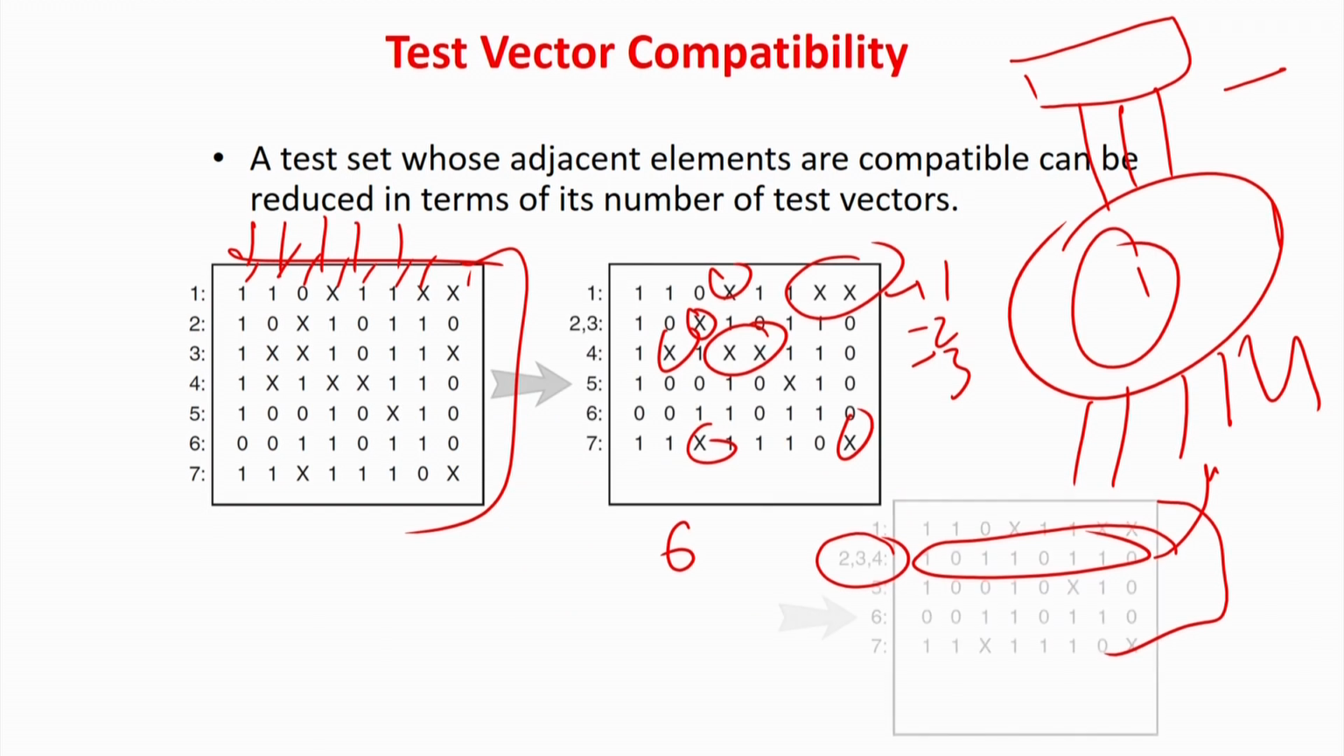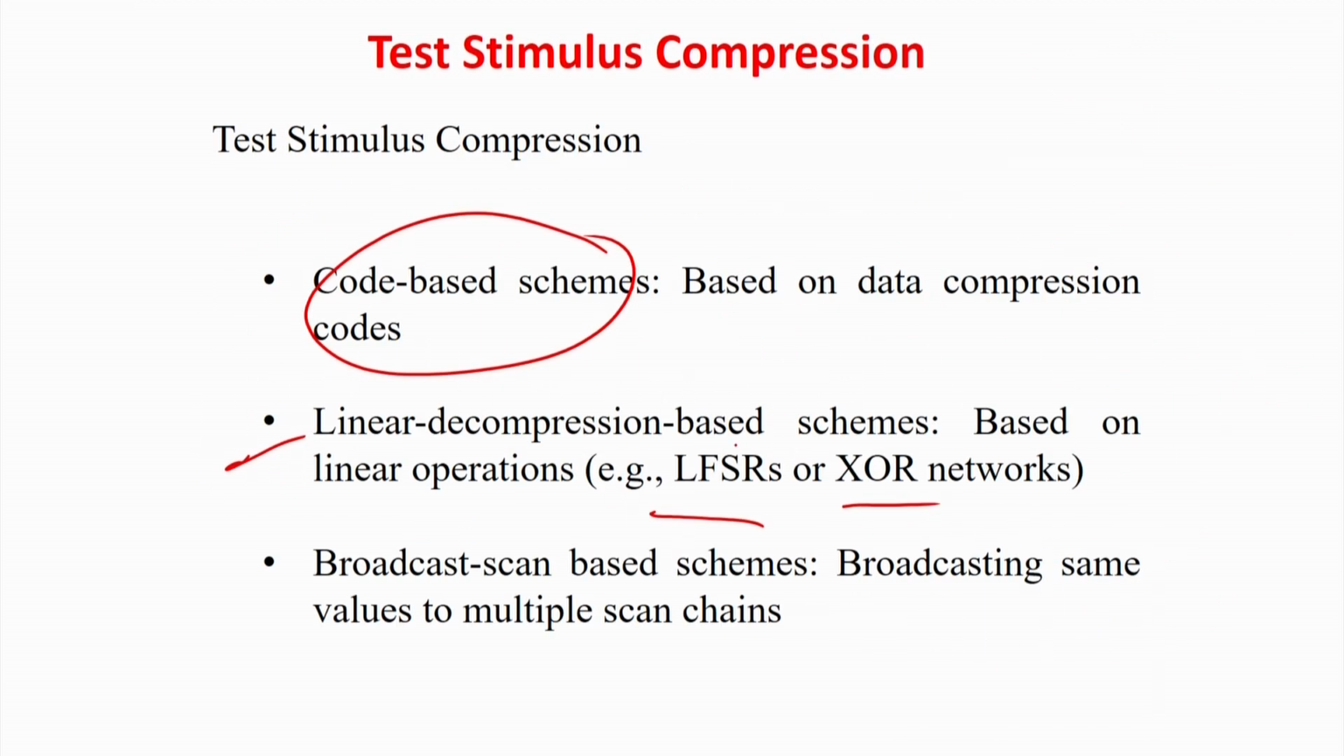The interesting point is that these linear decompression based schemes use LFSRs or XOR networks. If you do not have the background on this, just study linear feedback shift registers or linear combinational circuits in any textbook on digital testing or digital design. They have very interesting properties, like LFSRs with primitive polynomials. There are certain polynomials which, when loaded into the LFSR as a seed, will generate all possible patterns, acting as exhaustive pattern generators without using a counter.